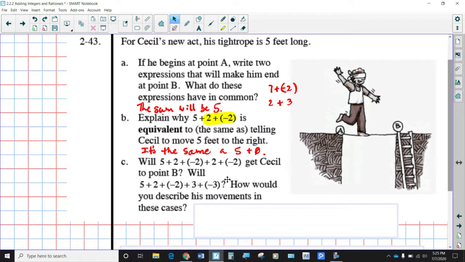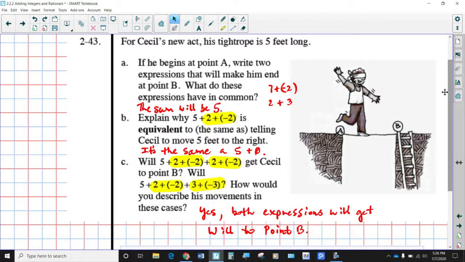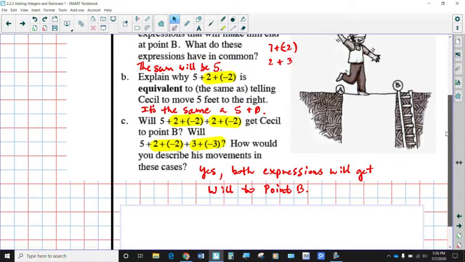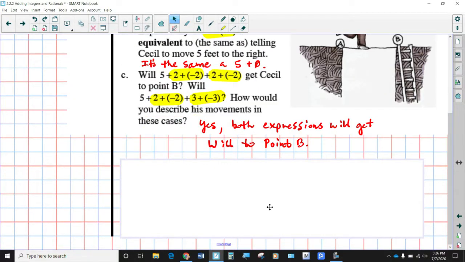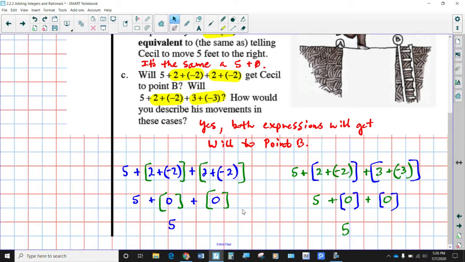So what's happening here? You notice how we get these zeros here, there's a 0, and there's a 0. And then in the same one here, here's a 0, and here's a 0. So how would you describe each one of these movements? All of them are going to eventually have him stopping at point B. Okay, but what did I write here? How would you describe his movements in these cases? Did I expand on it a little bit? Oh, that's what I did.